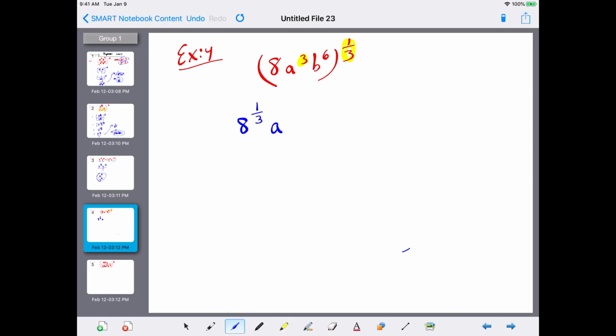So we just have a. And then we have the exponent for b as 6. We have to multiply the 6 by the 1/3. When we multiply 6 by 1/3, we get 2. So we have b squared. We're almost done here, but we can simplify the first part. We know that 8 to the exponent of 1/3 is the same thing as the cube root of 8, and we know that the cube root of 8 is equal to 2. So that leaves us with 2ab squared.